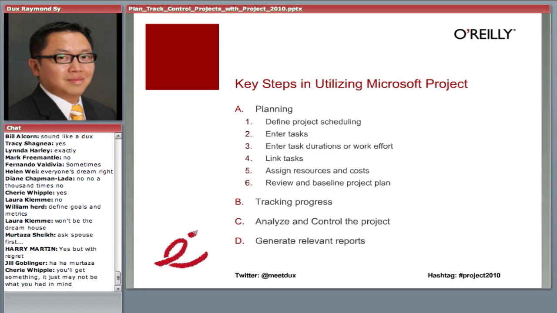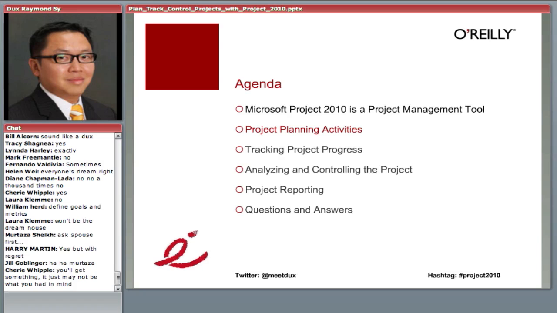Okay? So what are the key steps in utilizing Microsoft Project 2010? Going through this process as I was describing, Microsoft Project 2010 is a very powerful tool that can help us plan, and those are the steps in planning, which we'll go through. It's great once we start running the project. It can help us track progress of the project. It also allows us to analyze and control the project based on what's been happening. And last but not least, it can support us in generating reports for relevant people. Okay? We'll go through all that. I'll show you a lot of examples. So let's get started with project planning.